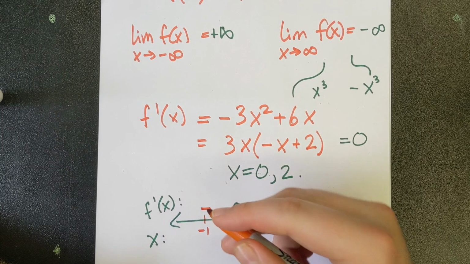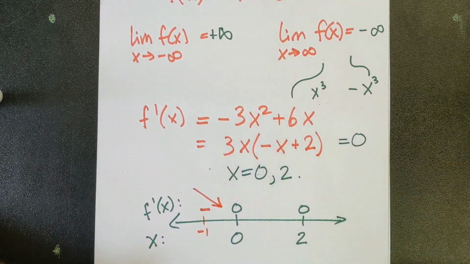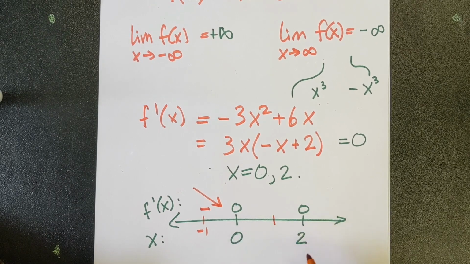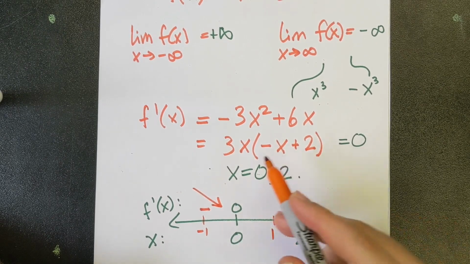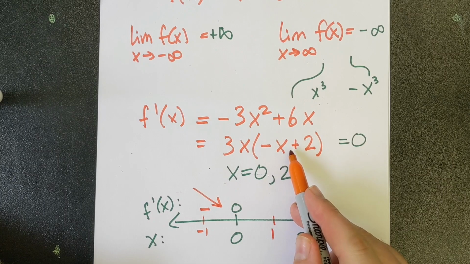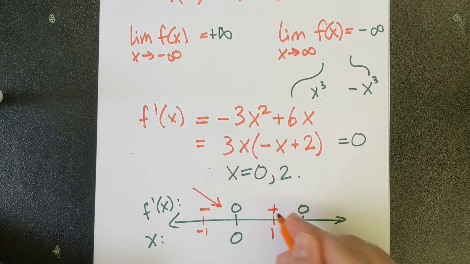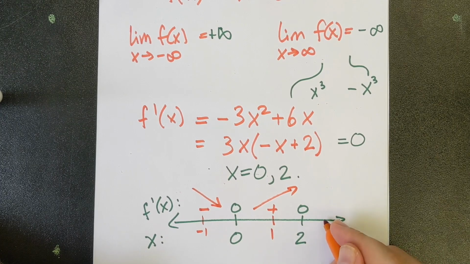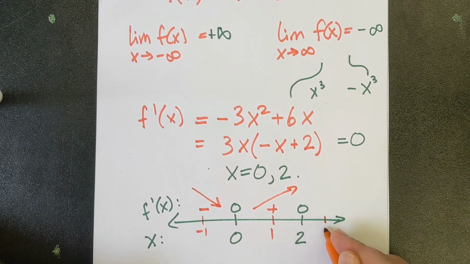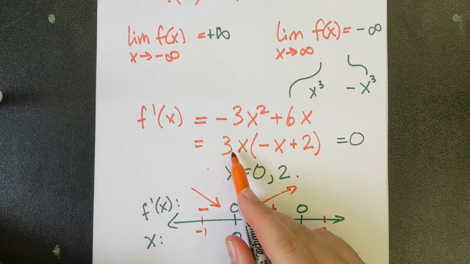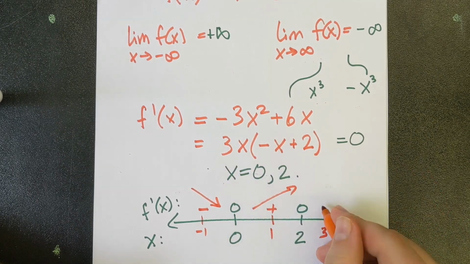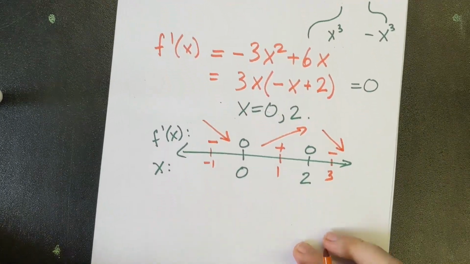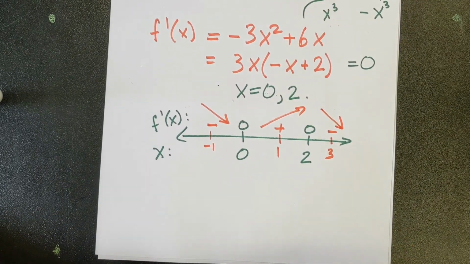So negative derivative means my function is decreasing there. If I plug in a number between 0 and 2, like 1, I get positive times a positive, so that's positive. So my function's increasing there. And if I plug in a number bigger than 2, like 3, I get positive and negative, so it's negative. So my function's decreasing.